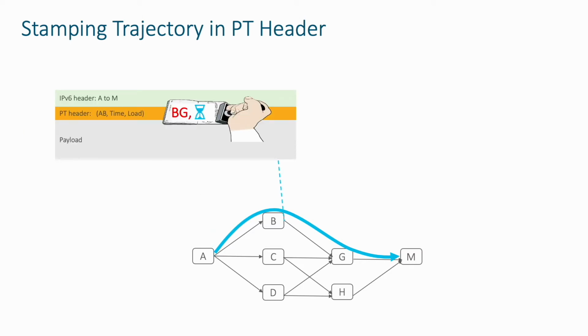The packet arrives at router B. I'm going to do all of my lookups, and just before putting this packet on the outgoing interface, I'm going to do the same as I did at router A. I'm going to stamp this packet with my midpoint compressed data. So this packet has been forwarded on the interface connecting node B to node G. It has been forwarded at this particular time, and this is the load I'm seeing on that interface. And the process goes on.